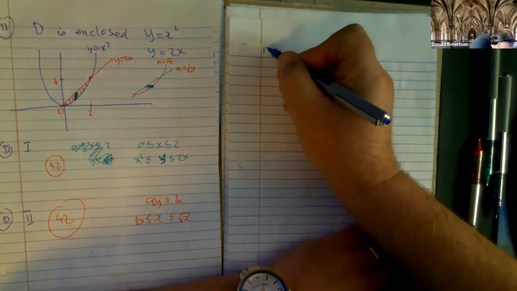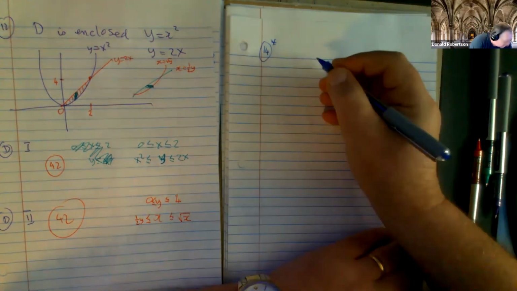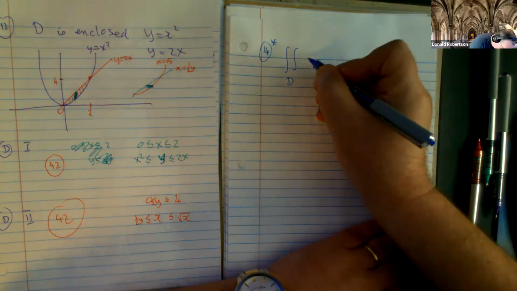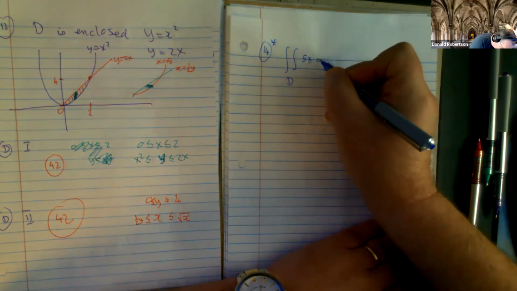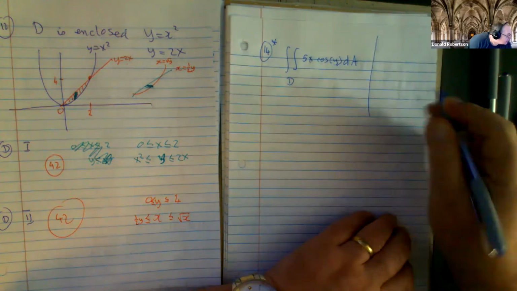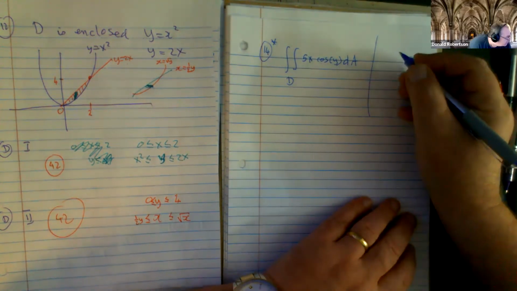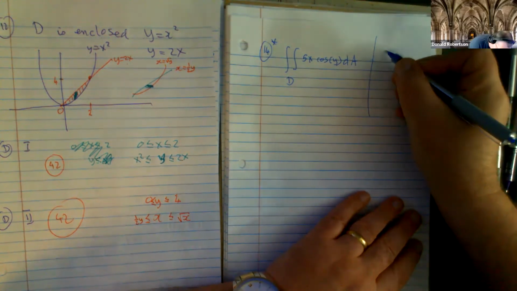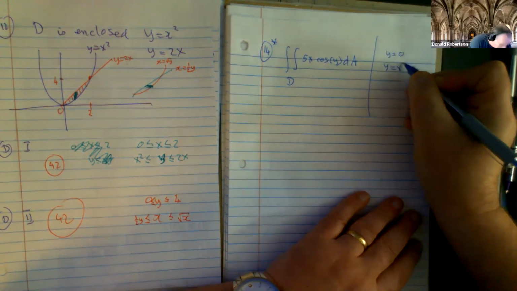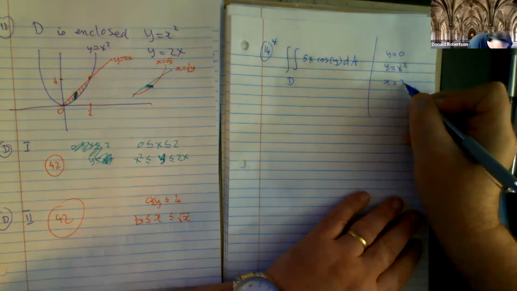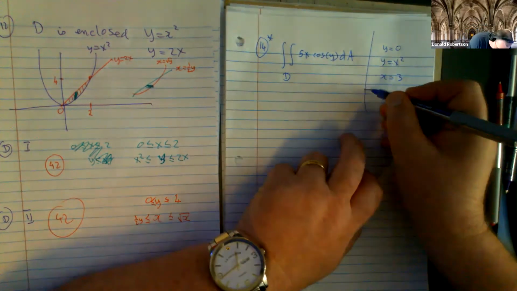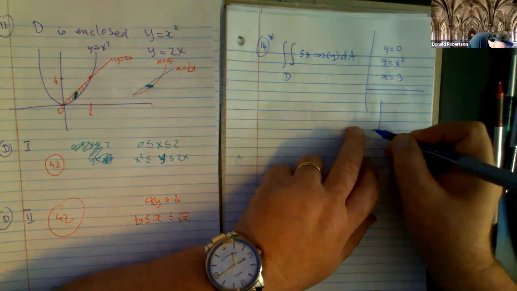It's 14. We're doing the double integral over some region D of 5x cosine of y dA. D is described as bounded by y equals 0, y equals x squared, and x equals 3. So if I'm going to set up this integral, I really do need to figure out what that looks like.